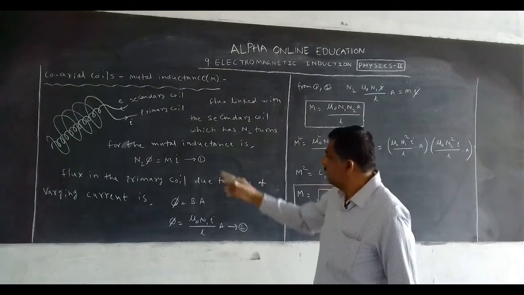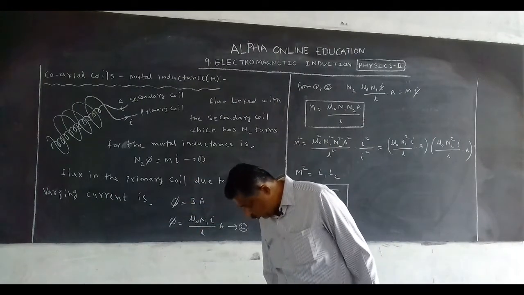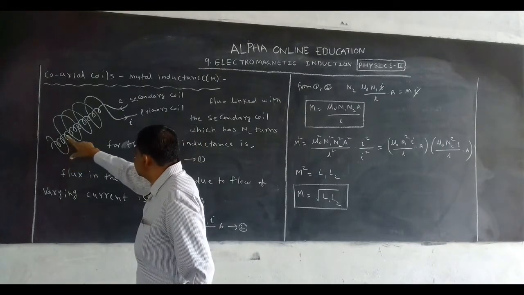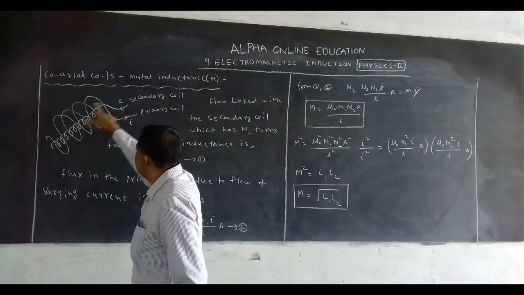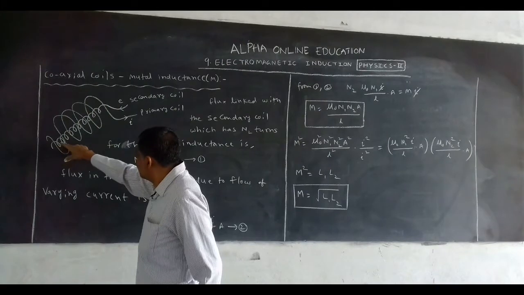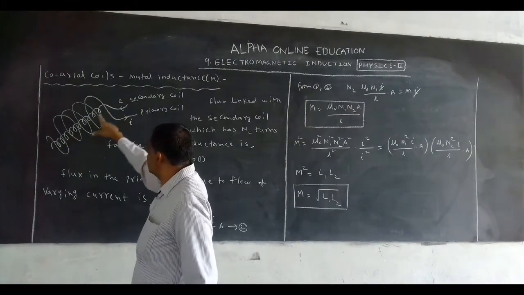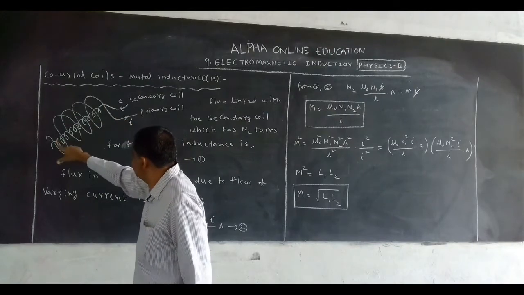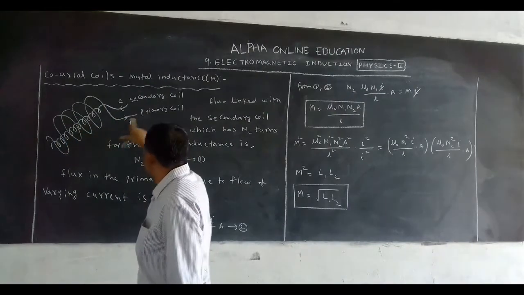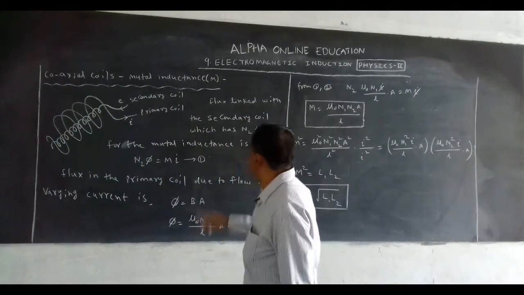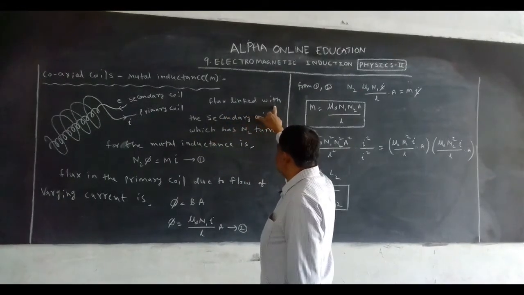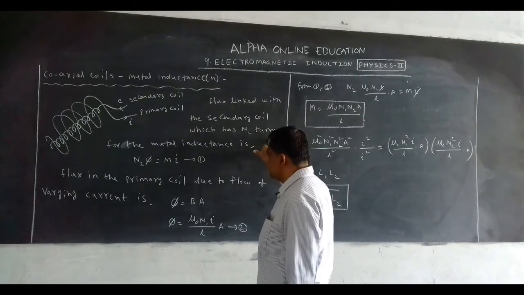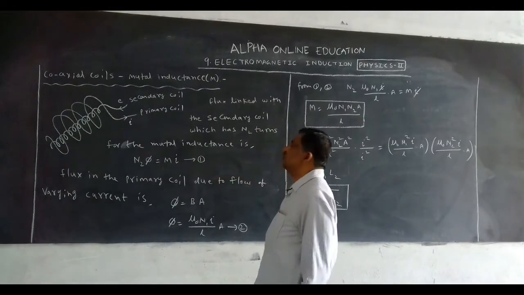So we want to take two coils. This is the secondary coil, this is the primary coil. Both coils are coaxial. This is the secondary coil, the small one, and the big one is the primary coil. The flux linked with the secondary coil, which has N2 turns, is used for the mutual inductance.